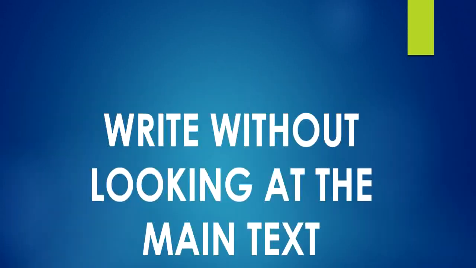Point number 7, write without looking at the main text. A simple point. When you are rephrasing a paragraph, first you have to read it. After reading and understanding that paragraph, what you have to do is keep that main source away and start writing in your own words without looking at the main text, what is written over there. Don't copy it from there.